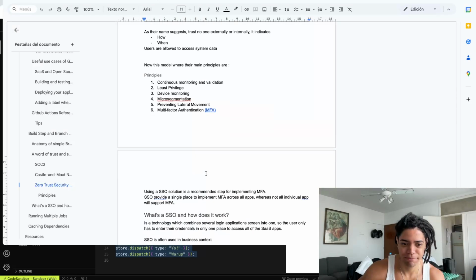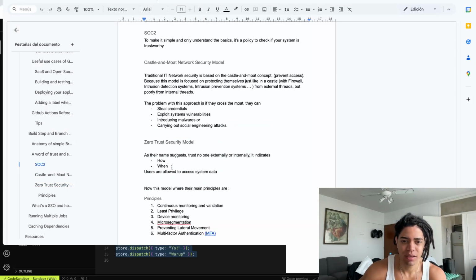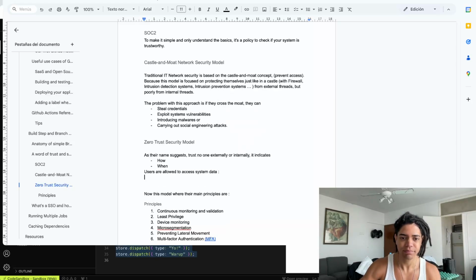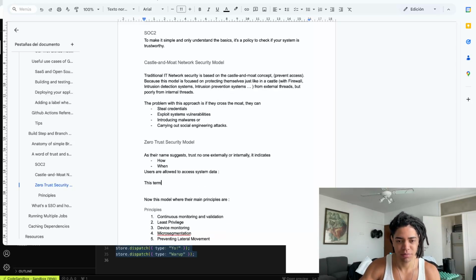So this, as the name suggests, is trust no one, externally or internally. It indicates how and when users are allowed to access system data. Right. So this term was coined by... how do I put it?